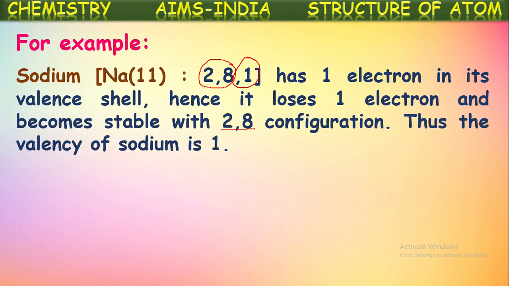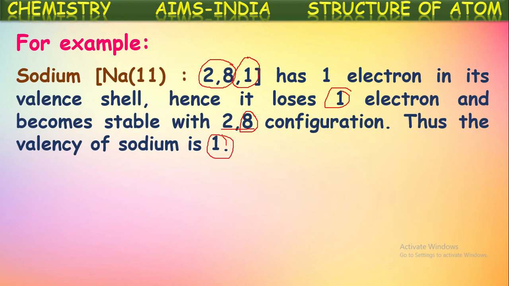So this 2, 8 is one of the stable configurations because now this is the last shell and it is filled with 8 electrons. Octet configuration it is getting. So in this way, the valency of sodium is the number of electrons lost by it. How many electrons is it losing here? 1 electron. So the valency of sodium is 1.